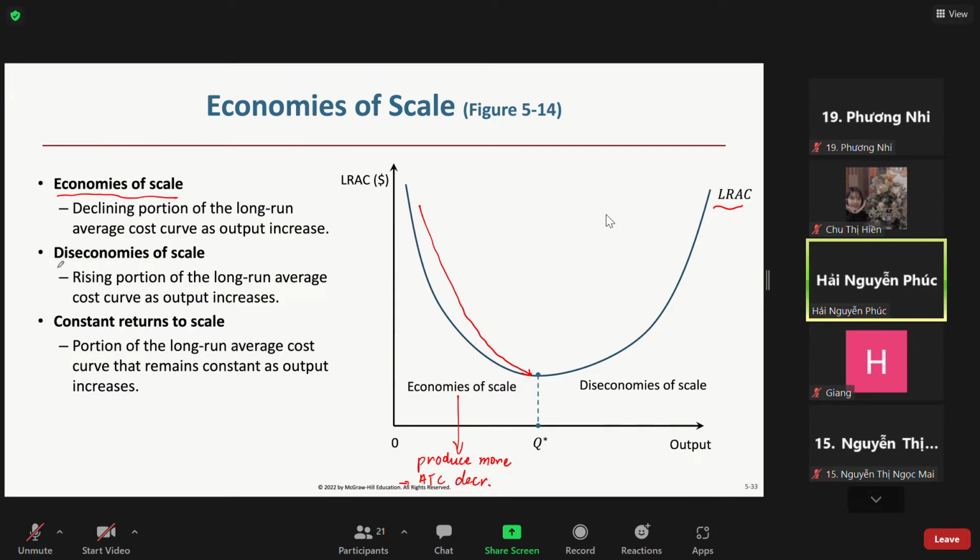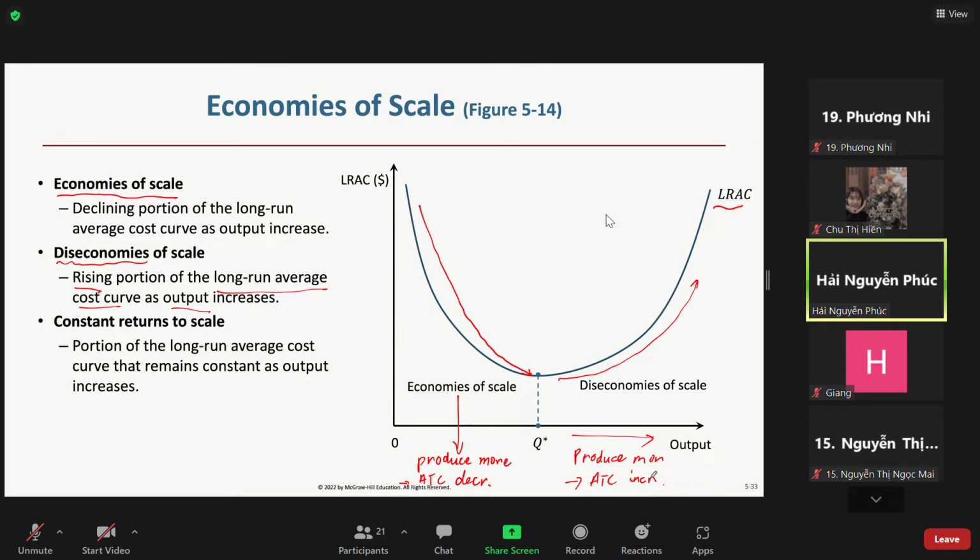Now, the second concept is diseconomies of scale. Diseconomies of scale is the rising portion of the long run average cost curve as the output increases. Here it is, the rising portion. As output increases, we have ATC increase. It means that producing more will lead to an increase in ATC.